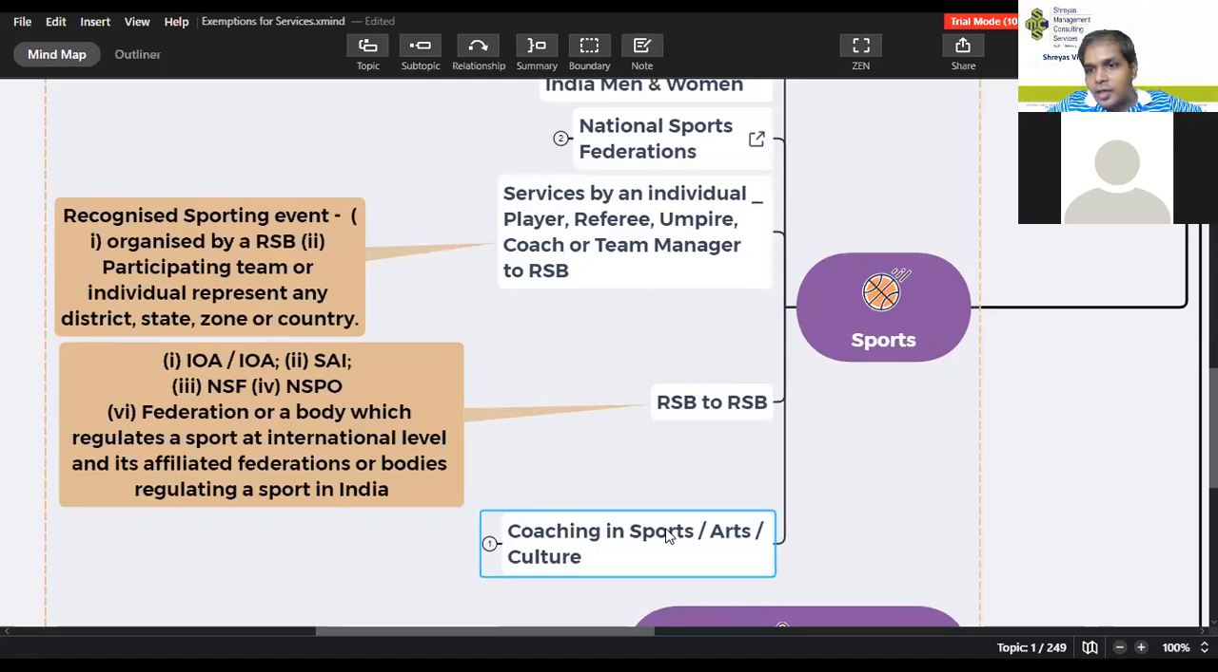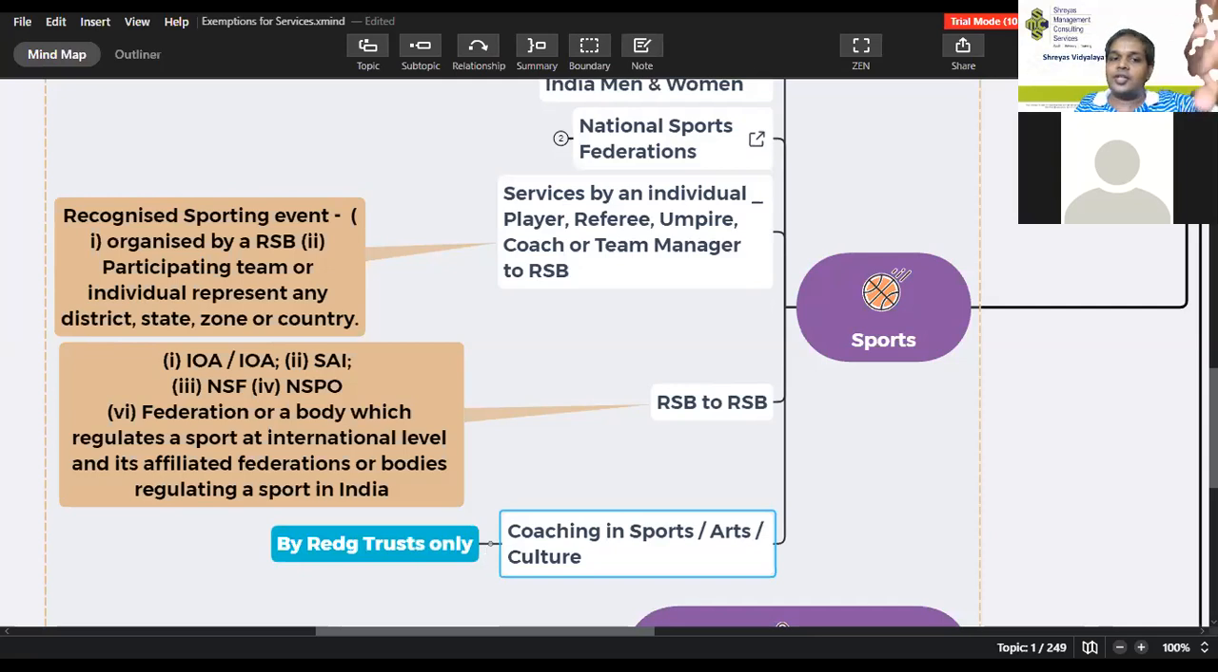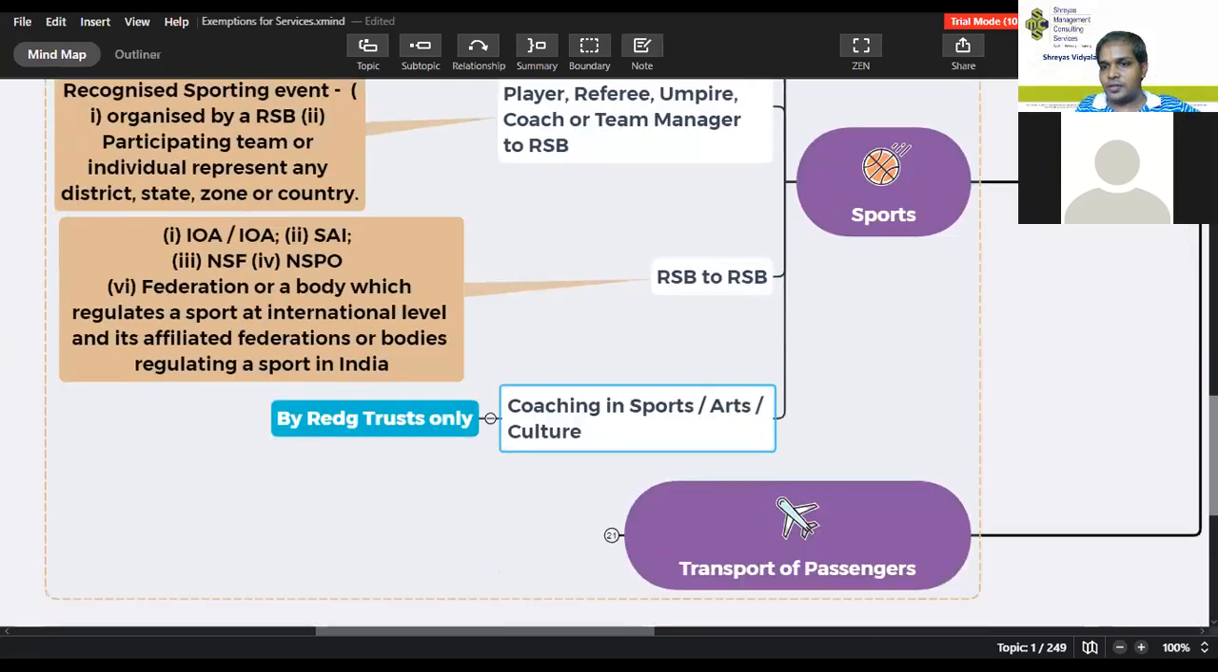So we had one client who is a partnership firm. They are commercially running a coaching center. So they have been given exemption. But now what happened? They made a very subtle amendment in GST. This was there in service tax. When they brought it to GST, they made one small addition, that's all. Only by a registered trust is exempt.